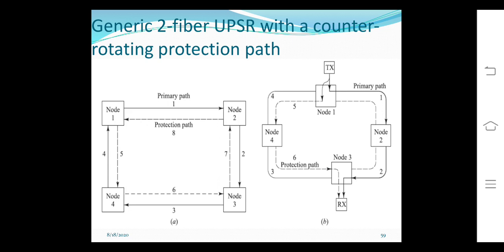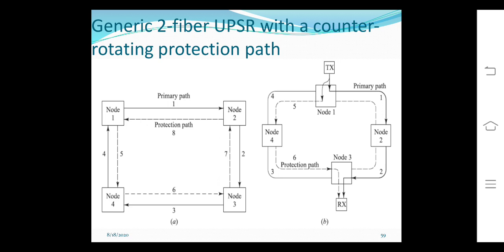Generic 2-fiber UPSR with a counter-rotating protection path. Here it shows the diagram of a 2-fiber UPSR with a counter-rotating protection path. So here 4 nodes are shown, and all the primary paths are denoted by solid lines, and all the protection paths are denoted by dotted lines.